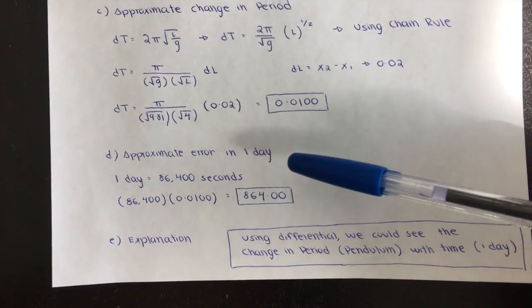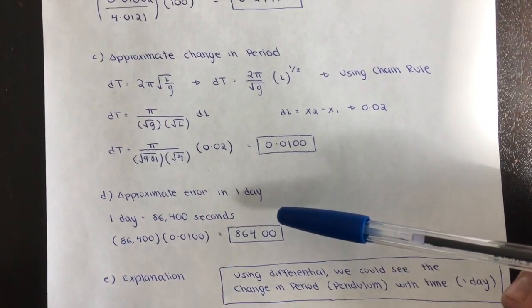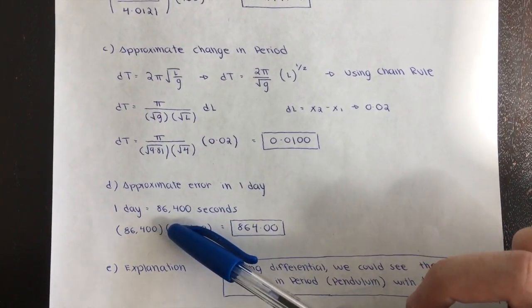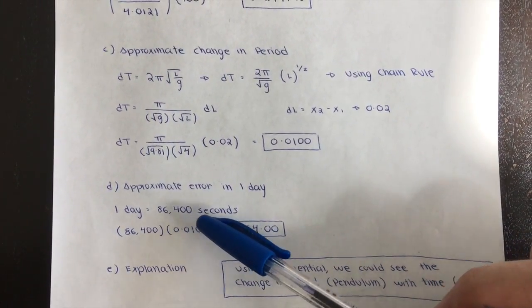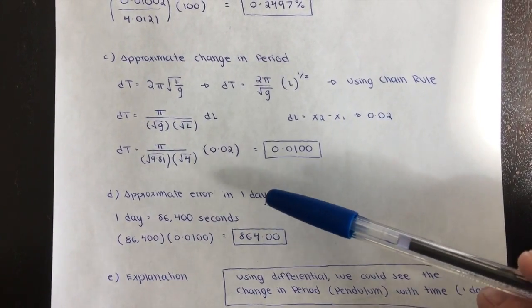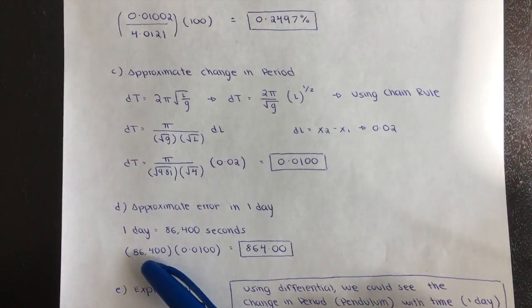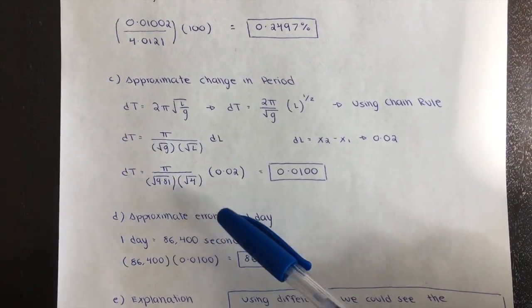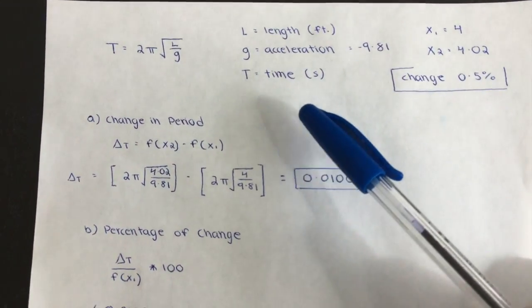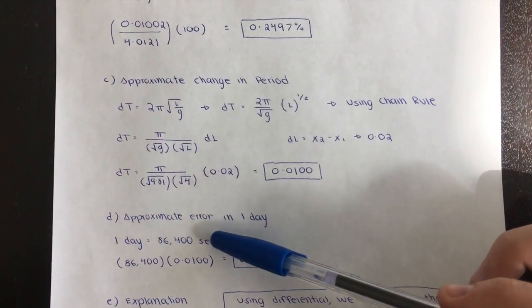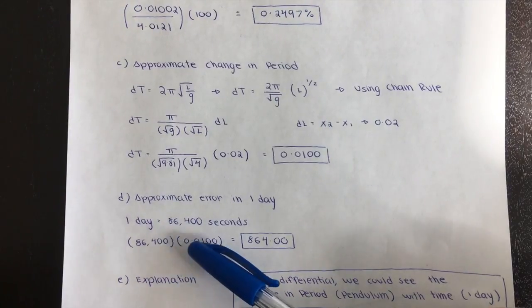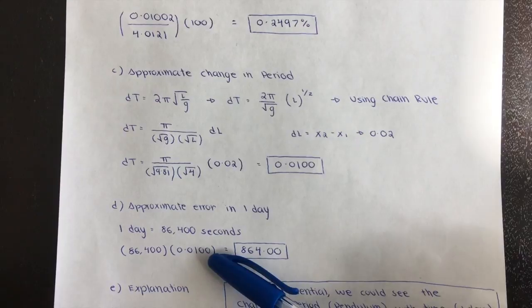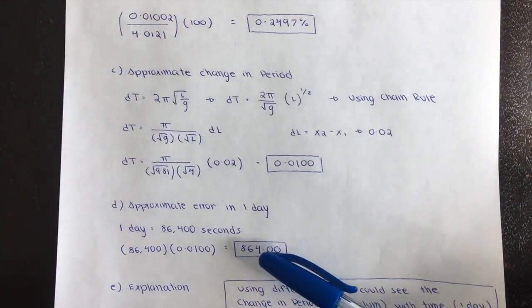In number D, we're gonna find the approximate error in 1 day, and 1 day is the same as 86,400 seconds, and so we only have to multiply this. We used the seconds in 1 day because they told us that time, we have it here, is in seconds. So we put the seconds in 1 day multiplied by the approximate change in period, which is 0.0100, and the answer will be 864.